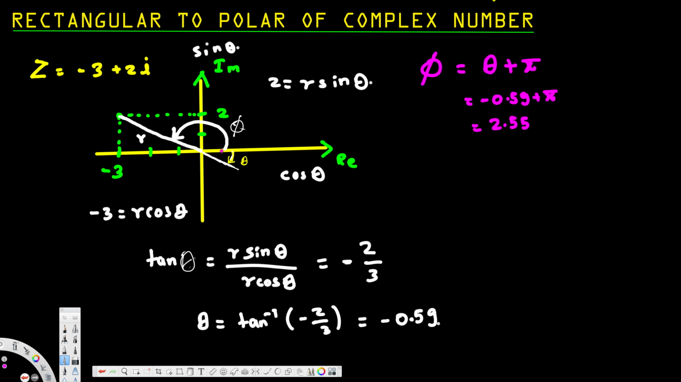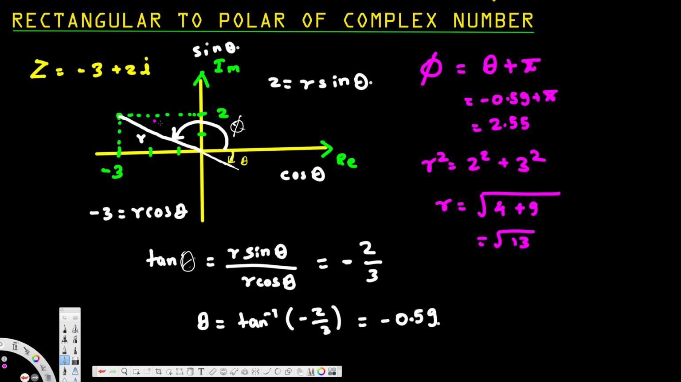Now we have found the location from here to here, and the next thing is we have to express this distance. To express this distance, we can use the Pythagorean theorem to find this r. R squared is going to be equivalent to 2 squared plus this distance 3 squared. So r is going to be equivalent to the square root of 4 plus 9, and that's going to give us the square root of 13.